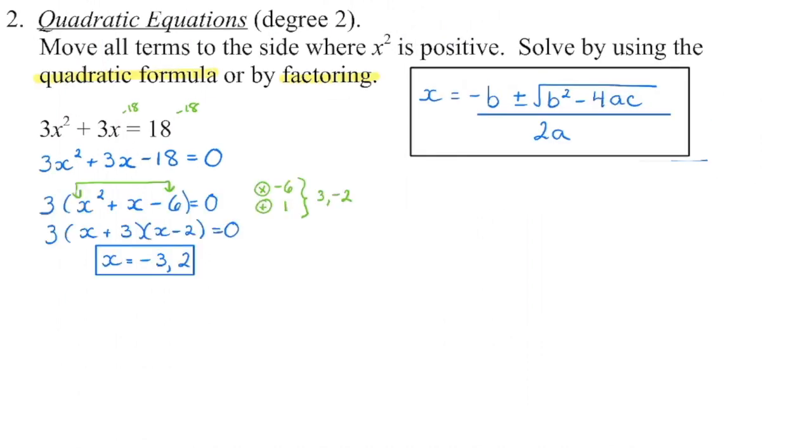Check first to see if there's a greatest common factor that we can remove. So we can see that 3 is divisible into all 3 of those terms. And then again, if we distribute the 3 back, we're going to end up with what we had. So we can check to make sure that we've done that correctly.